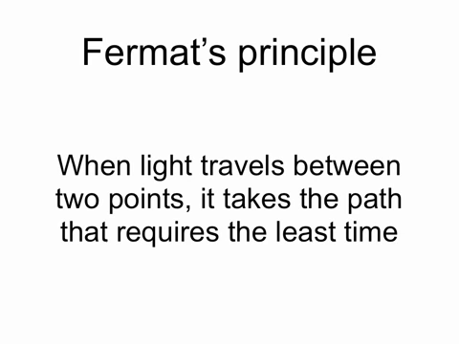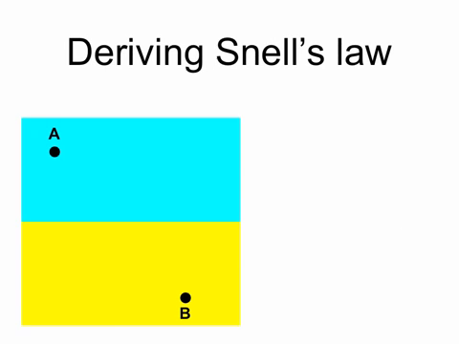Now Fermat's principle states that when light travels between 2 points, it takes the path that requires the least amount of time. Here we're going to use Fermat's principle to derive Snell's law. So let's consider 2 points A and B in two different materials. A is in a blue material through which light travels at speed v1, while B is in a yellow material through which light travels at speed v2.